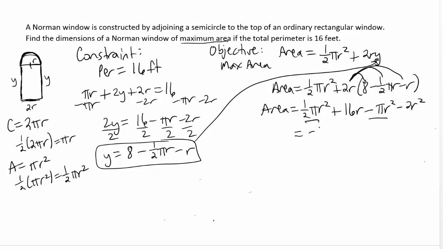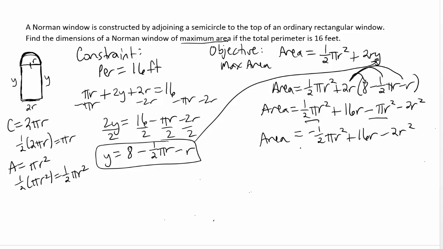So this is going to be negative a half pi r squared plus 16r minus 2r squared. You can't really combine it much more than that. These r squared terms are alike, but this one doesn't have a pi, so it doesn't make it easy to combine these.